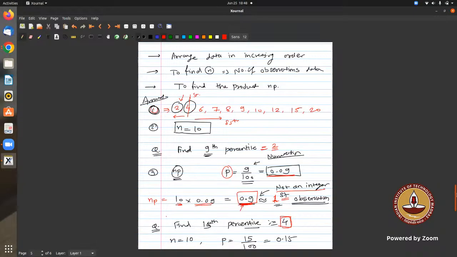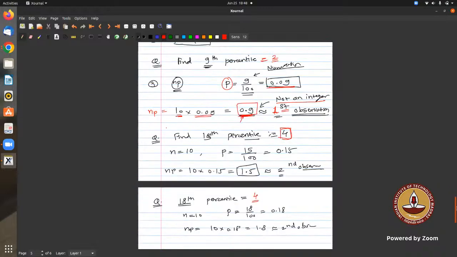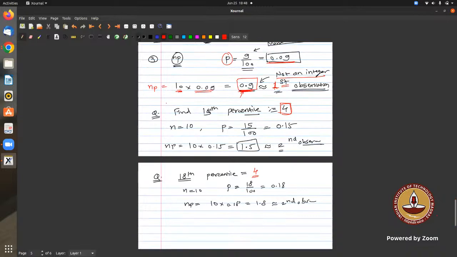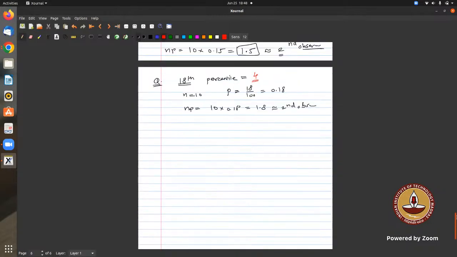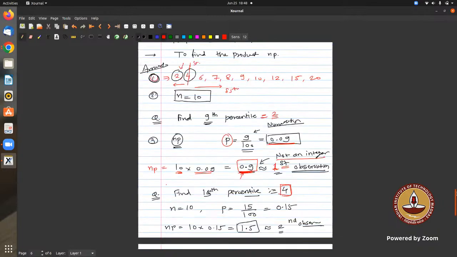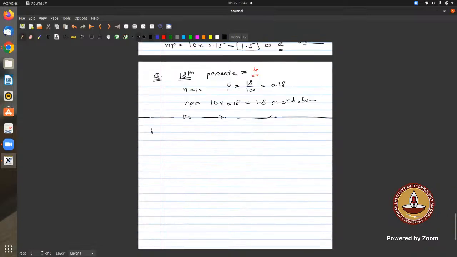Now I'll go to the outliers, since you wanted to know about them. To find outliers, what are the steps? Maybe I'll first go for the 5-number summary and then we'll go to the outliers. What is the 5-number summary? Minimum, Q1, median Q2, Q3, and maximum.